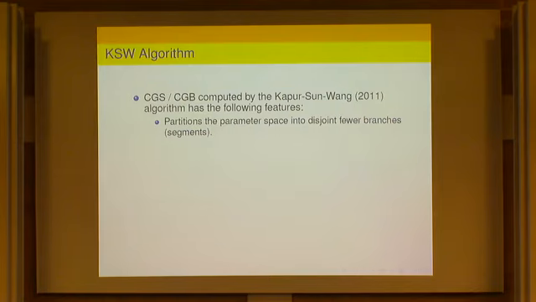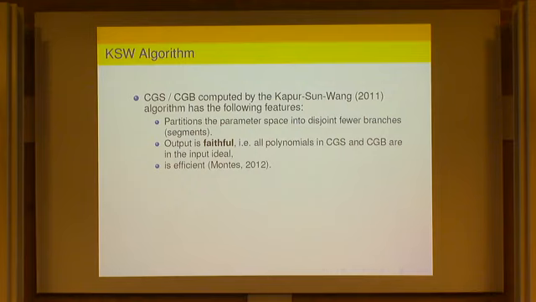Okay, so here are the key features of the algorithm that we came up with in 2011. It partitions the parameter space into disjoint, very few branches, in the sense of examples, not in the sense of complexity. Output is always faithful. All polynomials in the CGS and CGB are in the input ideal, and it's efficient, in an empirical sense. Not only do we claim it, but the other people who used our software claim it. Otherwise, the worst case is doubly exponential.